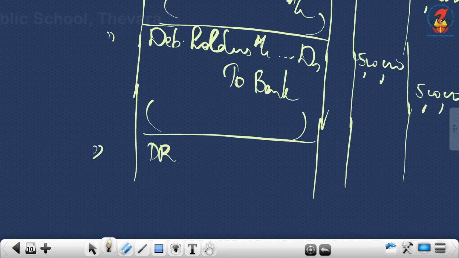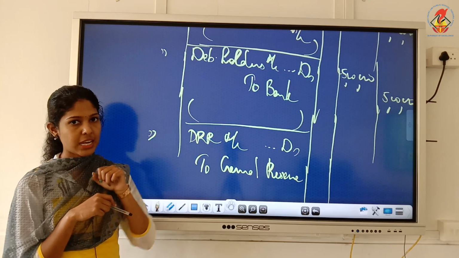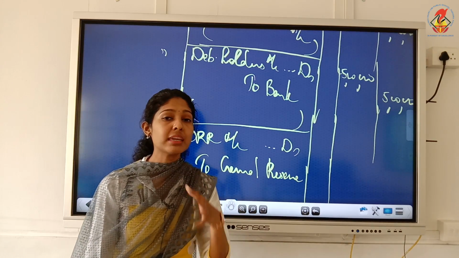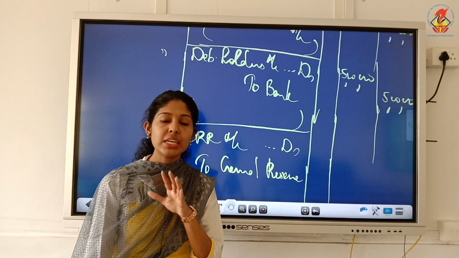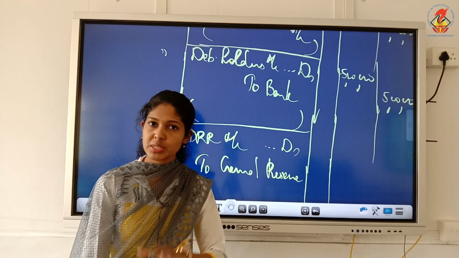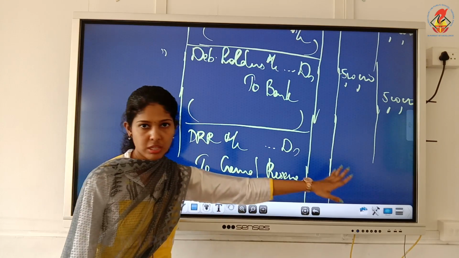The final entry, what it is, the balance in DRR, we will transfer to general reserve. What is the amount you have created in your DRR? Just see your first entry. Okay, in this question, being a listed company, we have not created DRR, so nothing to be transferred to general reserve also. So, you can just cancel this entry or you can write nil.